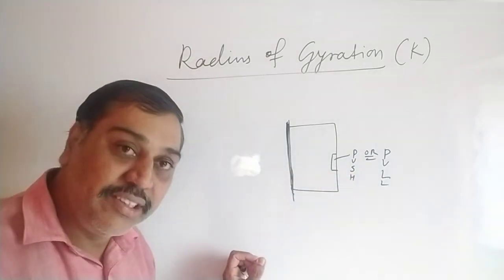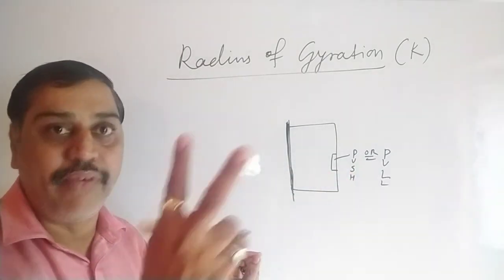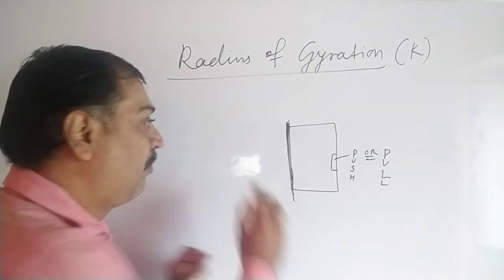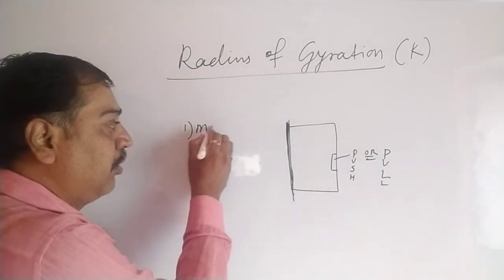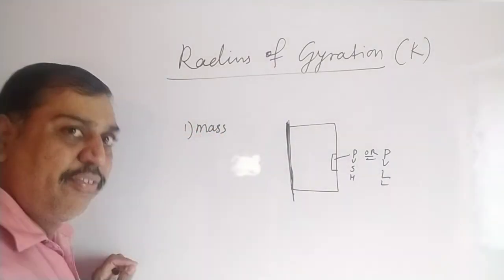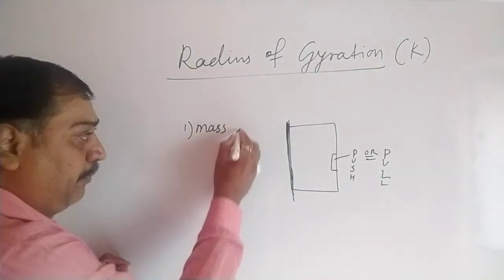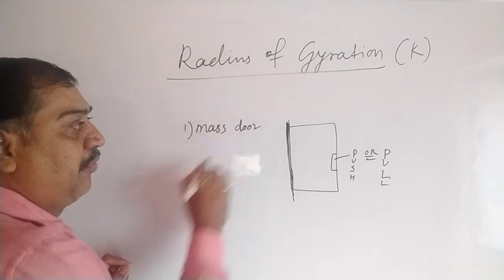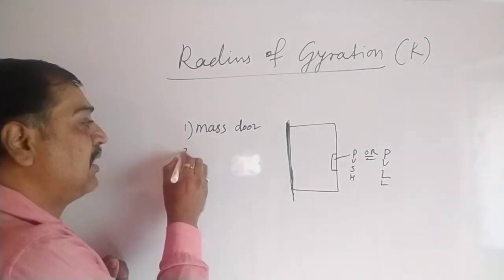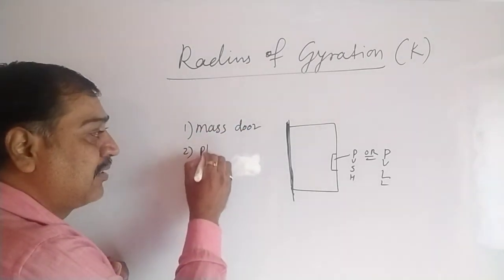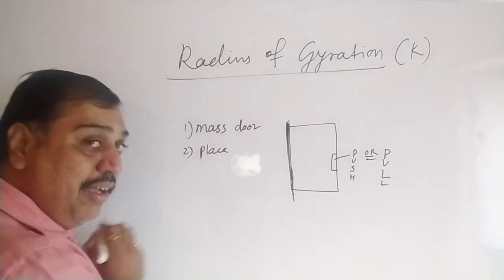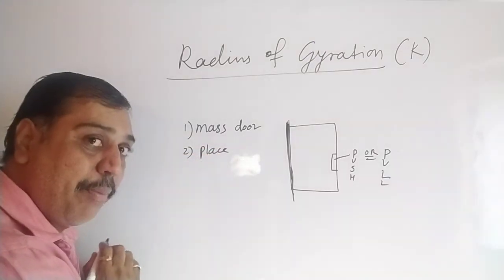Now, how much force is required? That depends on two factors. What are the two factors? First factor, mass of the door. If the door is very heavy, we have to apply a little bit more force. Second factor, the place where we apply the force.